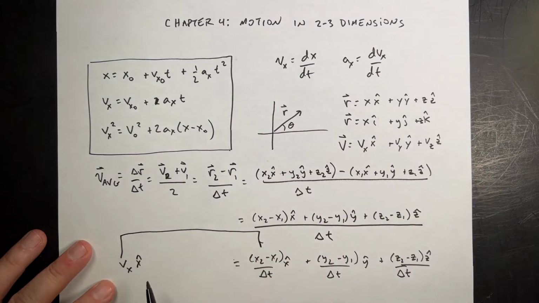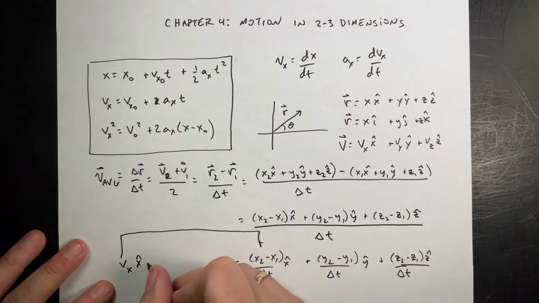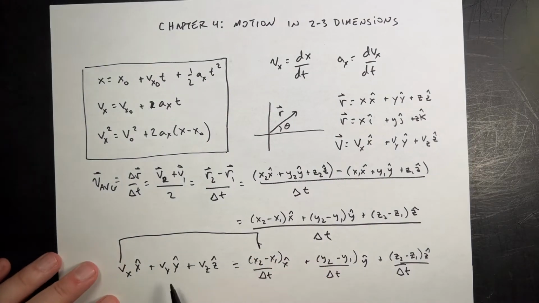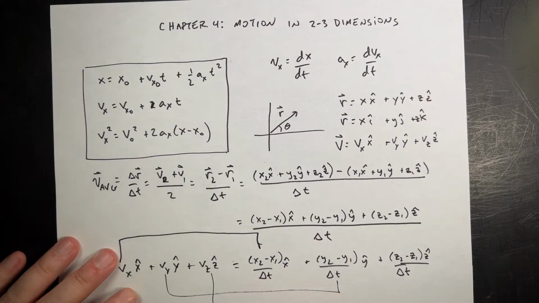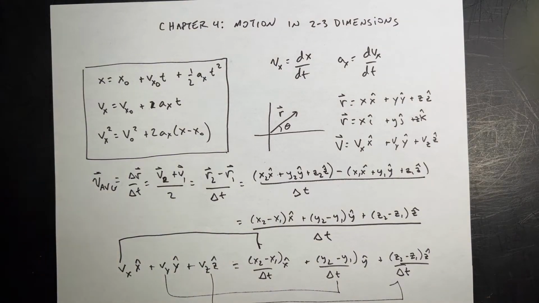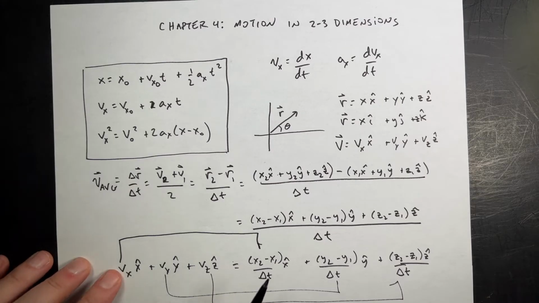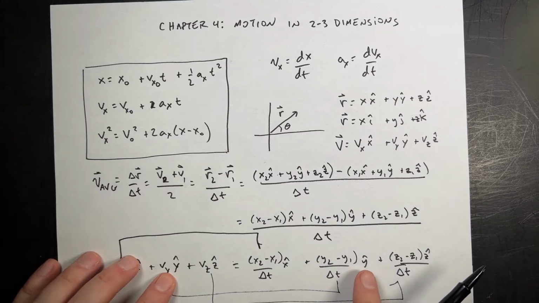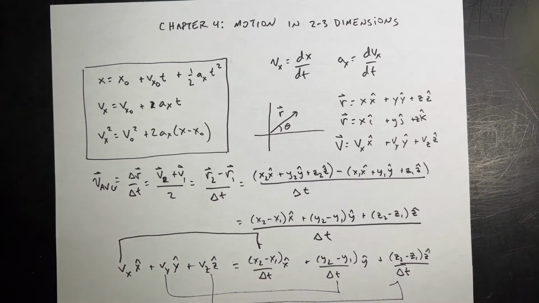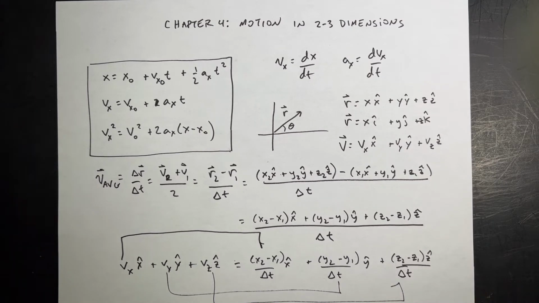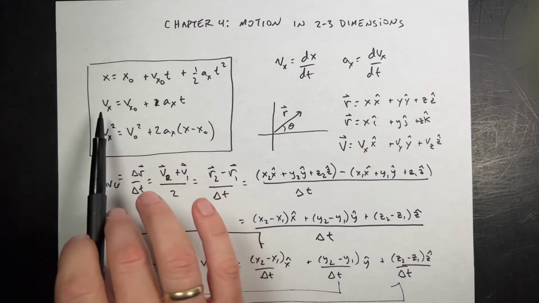X hat. This is average x, right? It says delta x over delta t. This is Vy y hat, plus Vz z hat. And this is this, and this is that. So if we just break it into components, I get Vx is delta x over delta t, Vy is delta y over delta t, and Vz is delta z over delta t. And so I can break it up into components, and it is equivalently the same thing. So anything that you can do with this, you can write as vectors.